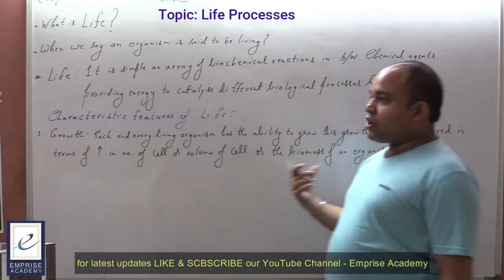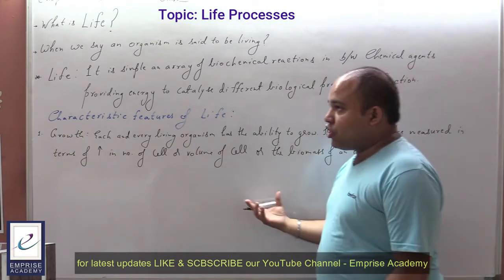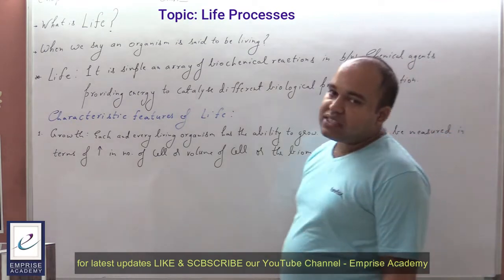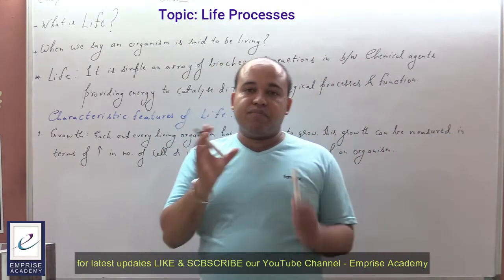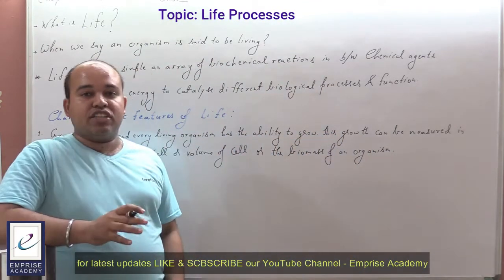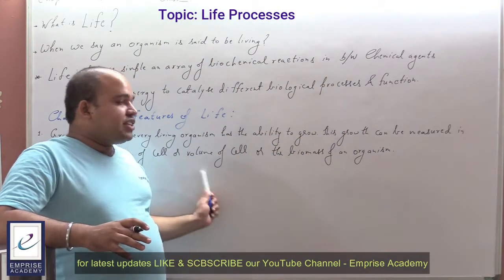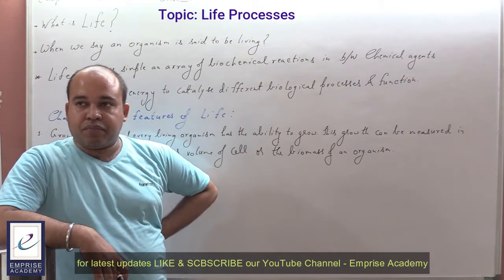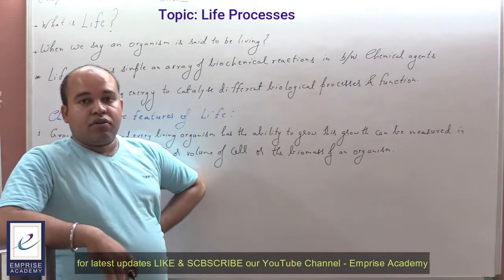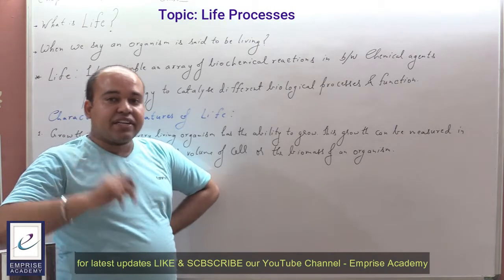देखिए, अगर इंक्रीज हो रहा है नंबर, इंक्रीज हो रहा है वॉल्यूम, इंक्रीज हो रहा है साइज, तो इंक्रीज क्या हो रहा है? इंक्रीज इन द बायोमास इज अ मेथड टू मेजर द अमाउंट ऑफ ग्रोथ दैट हैज टेकिंग प्लेस इन एन ऑर्गेनिज्म. एक ऑर्गेनिज्म की ग्रोथ को हम इंक्रीज इन बायोमास से मेजर कर सकते हैं. Now the growth can be followed by another very important characteristic feature.